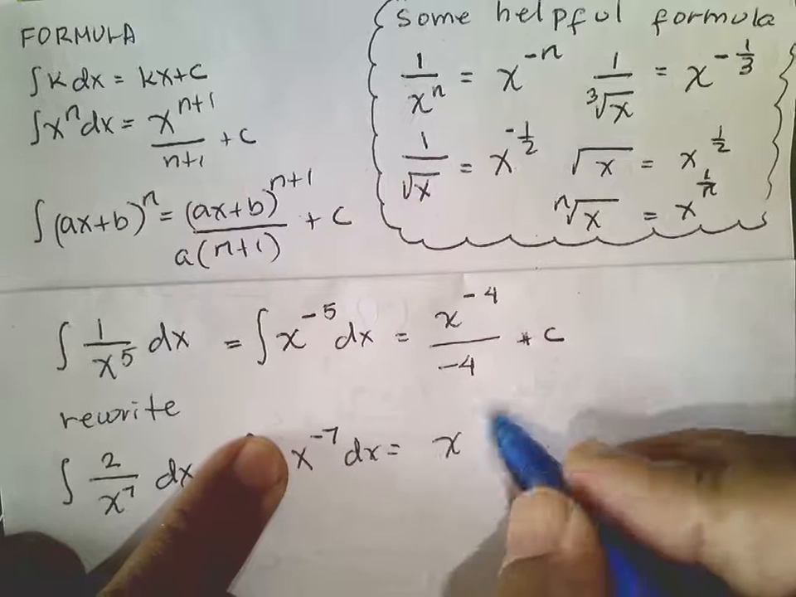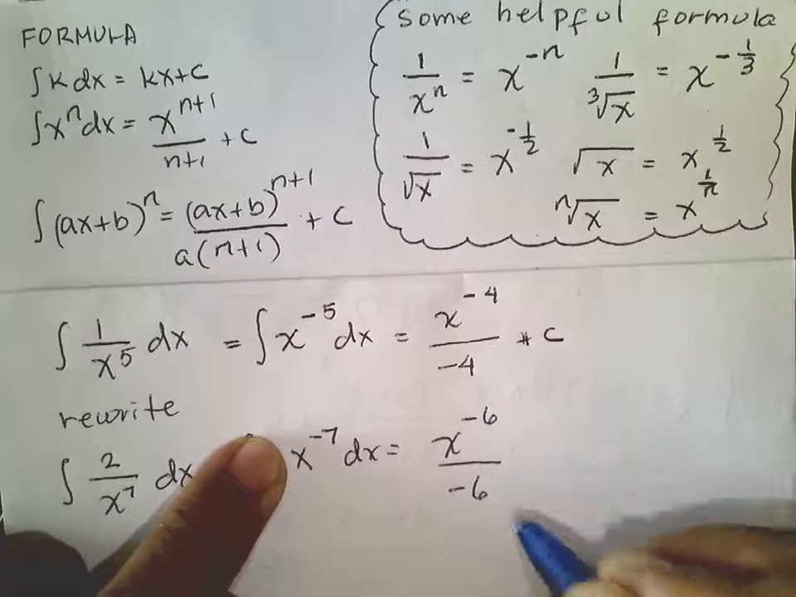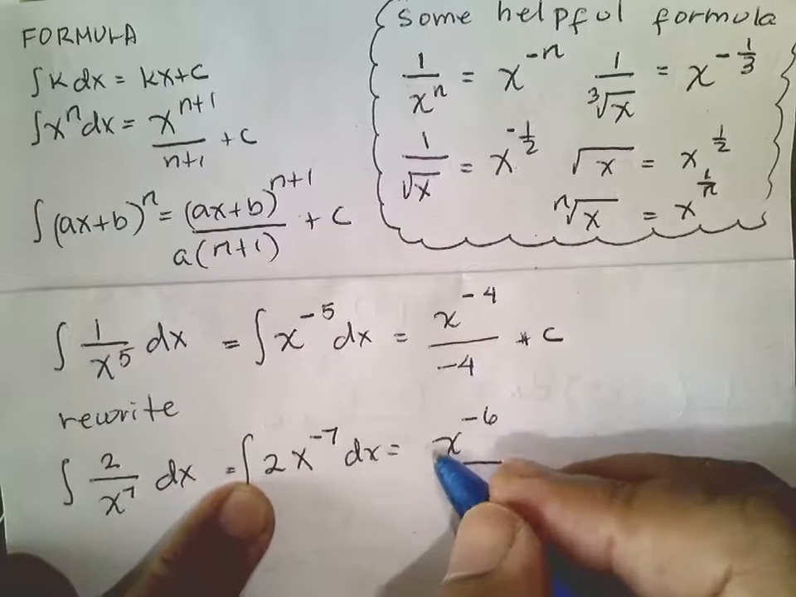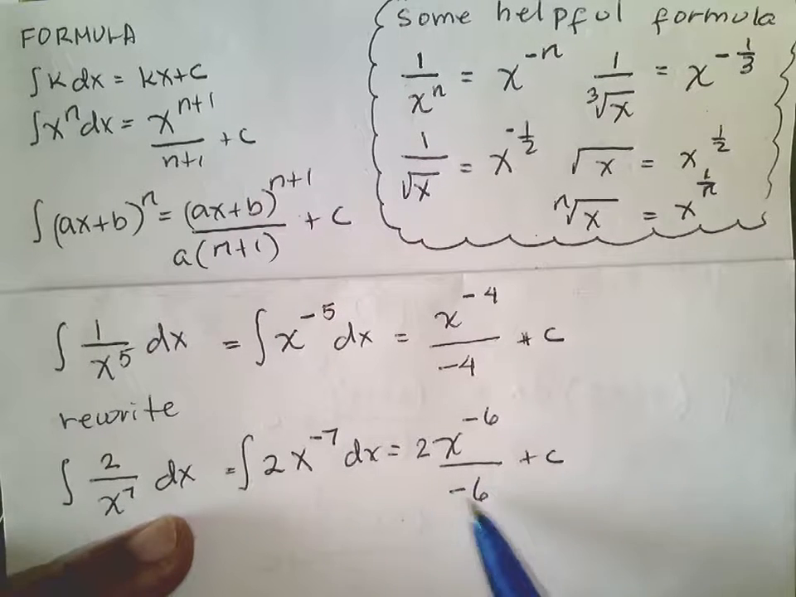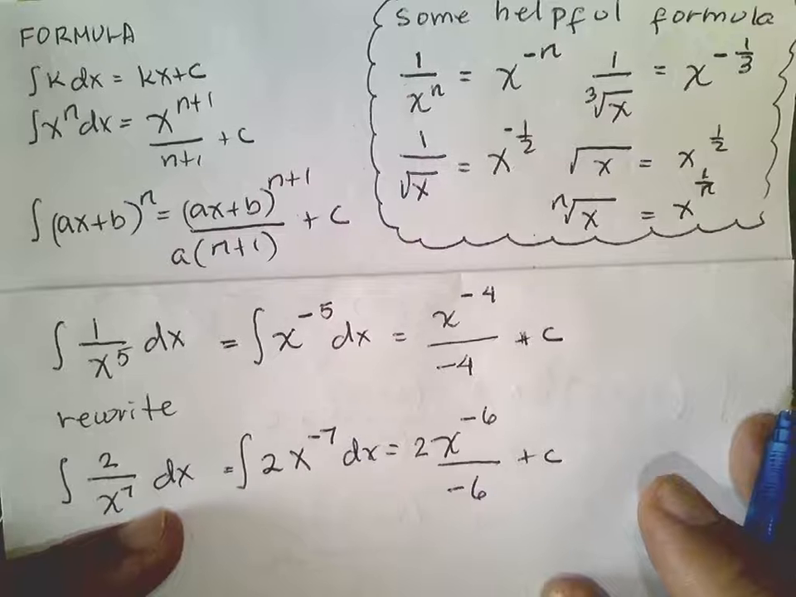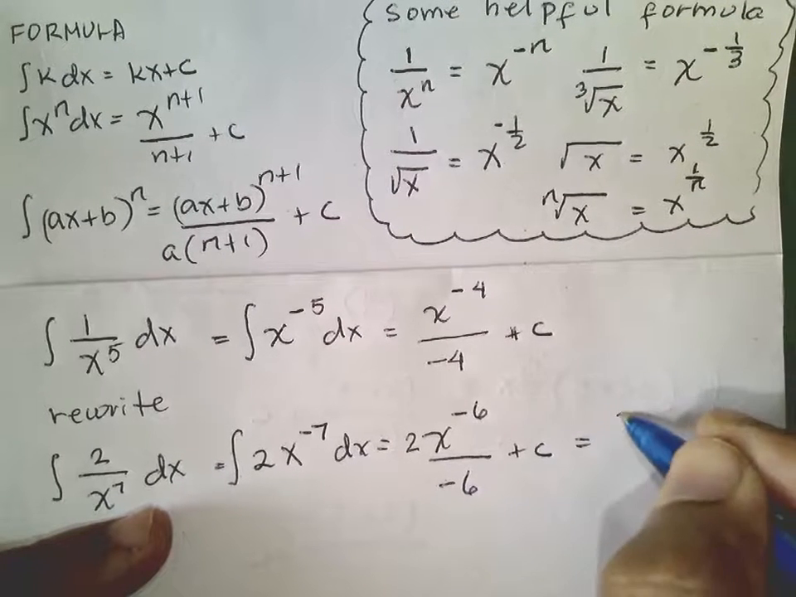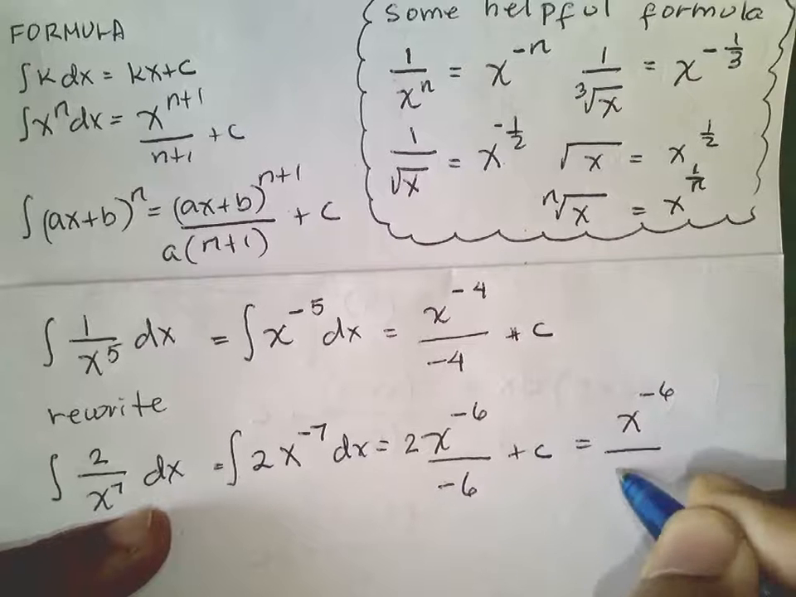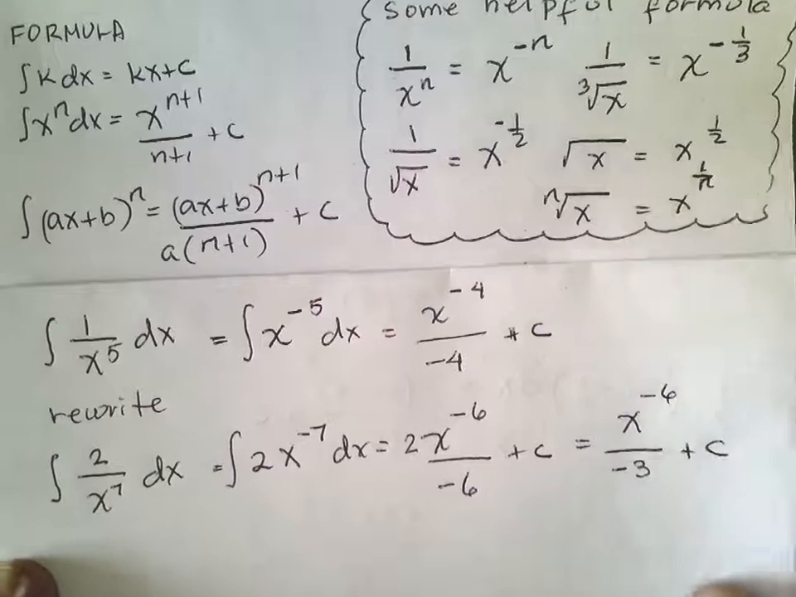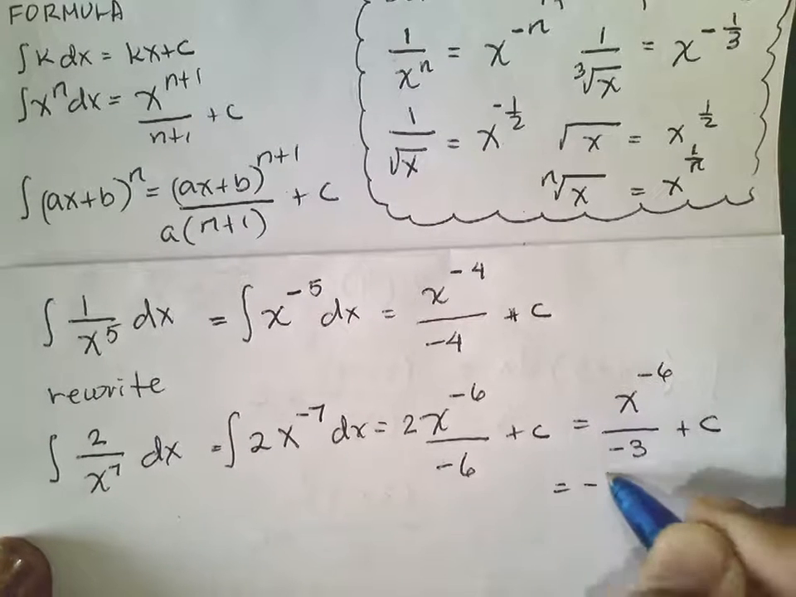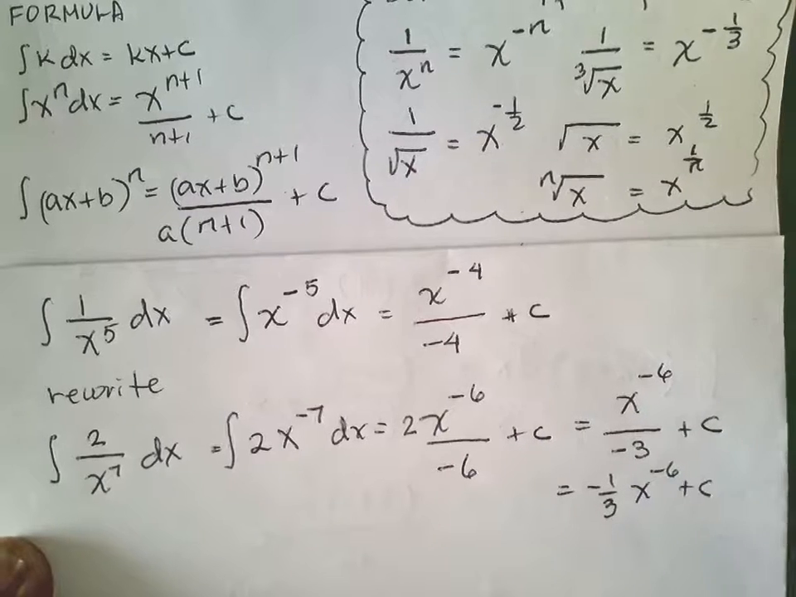So you have x to the negative 7 plus 1 is negative 6, all over negative 6. Then you copy the times 2 there, and then you have plus c. That 2 over negative 6 is negative 3. So you have the final answer as x to the negative 6 over negative 3 plus c. So that's the final answer. If your answer is actually in this form, it's also correct. So for example, your answer is like this. That is correct.